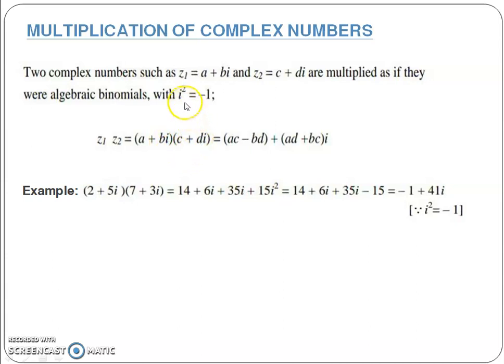And since we have seen that iota square is equal to -1, replacing the value of iota square with a minus sign, I am left with ac minus bd plus (ad plus bc) times iota. That is, we have separated the real and the imaginary parts.